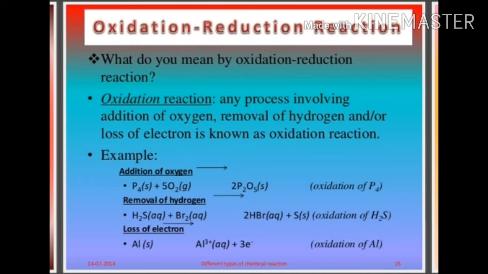Second example, of removal of hydrogen. Here we take hydrogen sulfide aqueous solution and bromine reacts with it. Now hydrogen bromide is formed and sulfur is removed. So the oxidation of hydrogen sulfide takes place. From the hydrogen sulfide, hydrogen is removed. And the third example, of loss of electron: aluminium forms aluminium ions by the loss of 3 electrons. So this reaction is also an oxidation reaction.